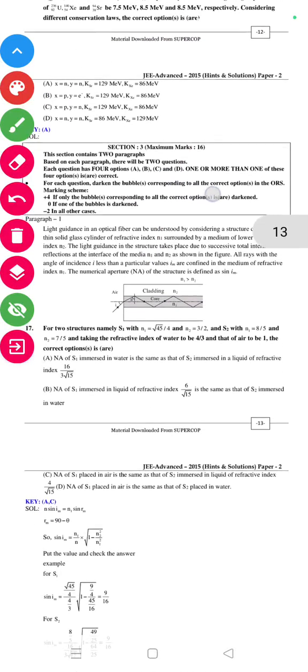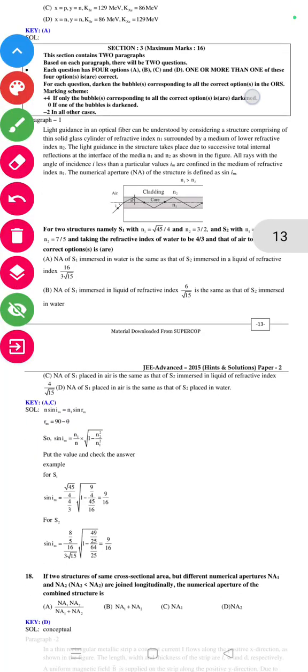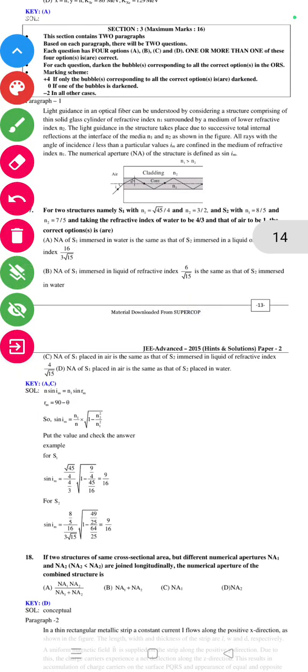Next there is another question. These are all paragraph type questions. Light guidance in an optical fiber can be understood by considering a structure comprising a thin solid glass cylinder of refractive index n1 surrounded by a medium of lower refractive index n2. The light guidance in the structure takes place due to successive total internal reflection at the interface of the media n1 and n2, as shown in the figure. All rays with the angle of incidence i less than a particular value i_m are confined in the medium of refractive index n1. The numerical aperture NA of the structure is defined as sin i_m, for n1 greater than n2. Now i is given, theta, core n1, n2 are given, cladding and core are given.